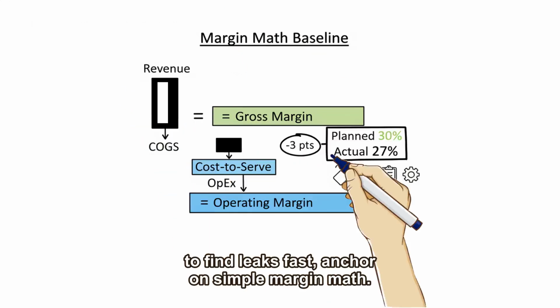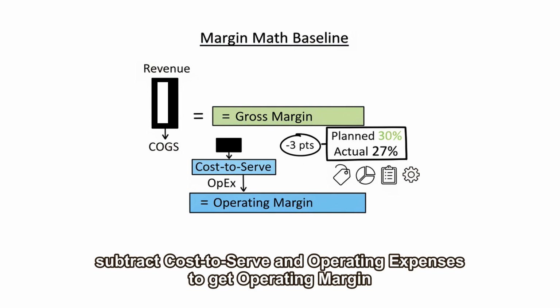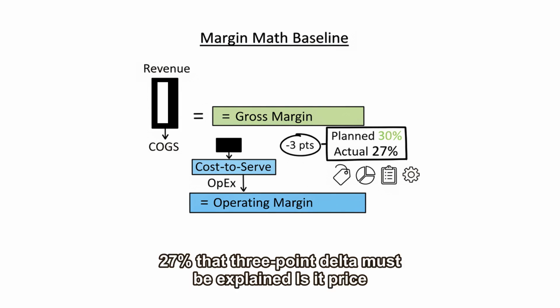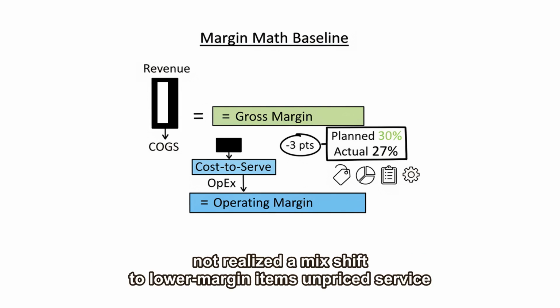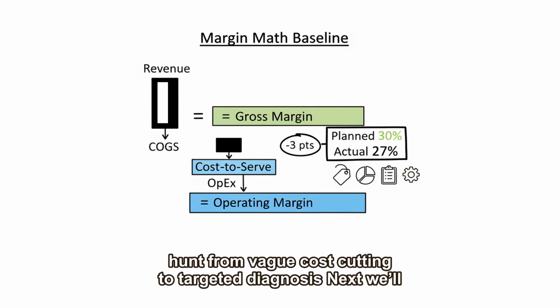To find leaks fast, anchor on simple margin math. Imagine a waterfall: revenue, less cost of goods, yields gross margin, subtract cost to serve and operating expenses to get operating margin. If your plan assumed 30% gross margin but actuals deliver 27%, that 3-point delta must be explained. Is it price not realized, a mix shift to lower margin items, unpriced service, or operational slippage raising unit cost? This baseline reframes the hunt from vague cost cutting to targeted diagnosis.